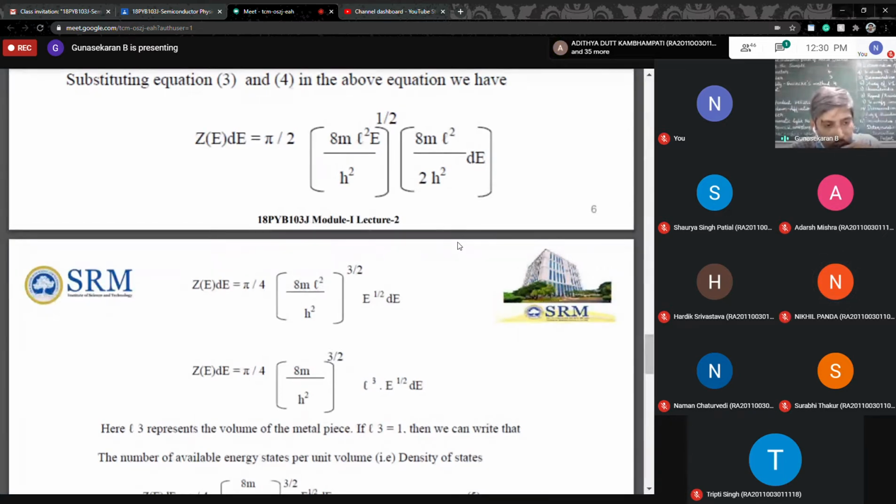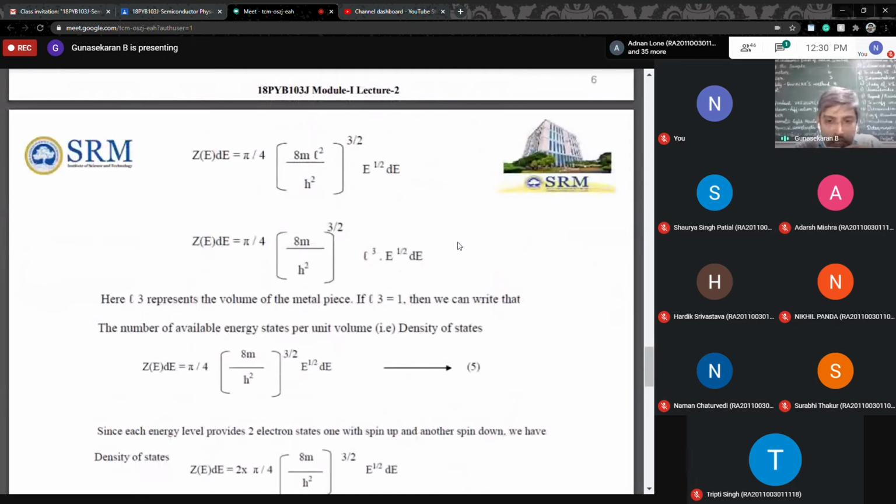What is the meaning of per unit volume? So that is 1 meter, for example. So in Z of E dE, that L cube represents the volume of the metal piece. If that L cube is equal to 1, that is per unit volume. The number of available energy states per unit volume, that is our aim. The number of available energy states per unit volume is the density of states. The Z of E dE is pi by 4, (8 m by h square) whole power 3 by 2, E power 1 by 2 into dE.